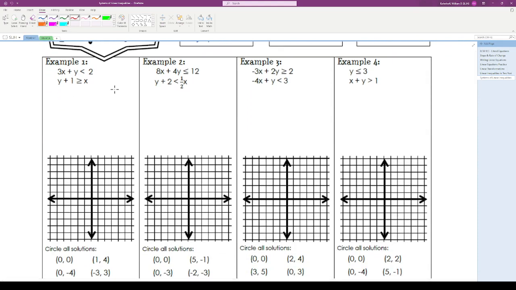In our first example, we're going to go ahead and graph these two equations. This one, our x's are on the wrong side for y equals mx plus b. So first, to get into slope-intercept form, we'll move those x's to the other side by subtraction, and we'll get y is less than negative 3x plus 2. If we graph that, we go to plus 2, and our slope of negative 3, we go down 3 and right 1.